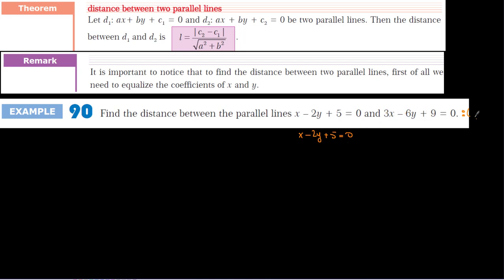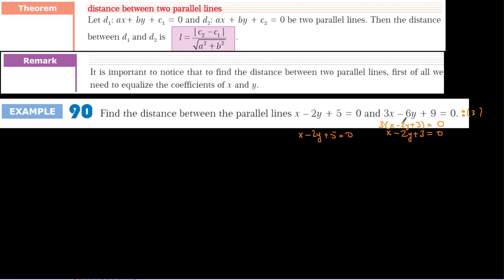3x minus 6y, they're both divisible by 3 to get the coefficient of the first one. X is 1 here, so this one should also be 1, divided by 3. Then the result is going to be x minus 2y plus 3 is equal to 0. Or we can do it like this: 3 times x minus 2y plus 3 is equal to 0.